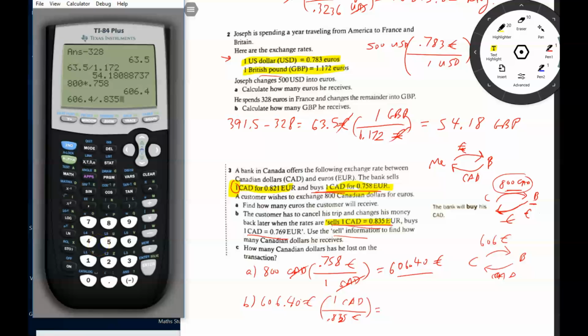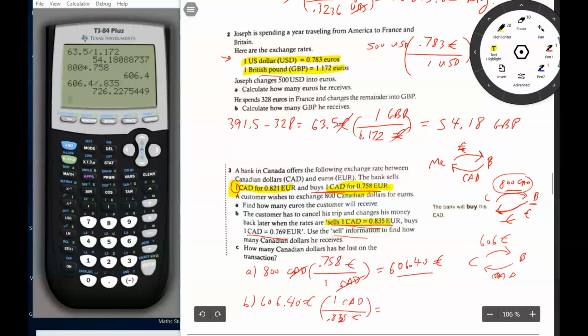Okay, so 606.4 divided by 0.835 gives us 726.23. Okay, that was B. And that's the Canadian dollars that we got here.